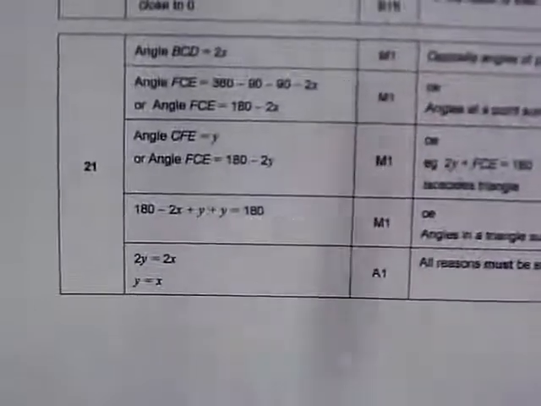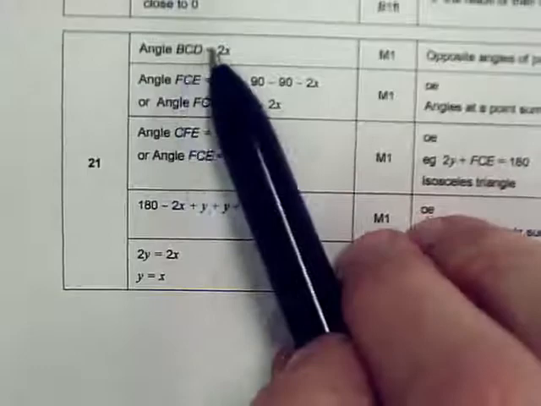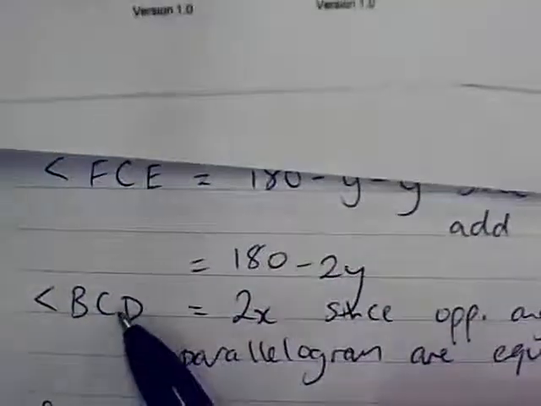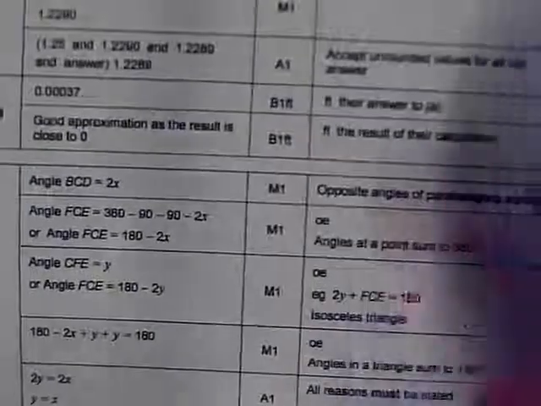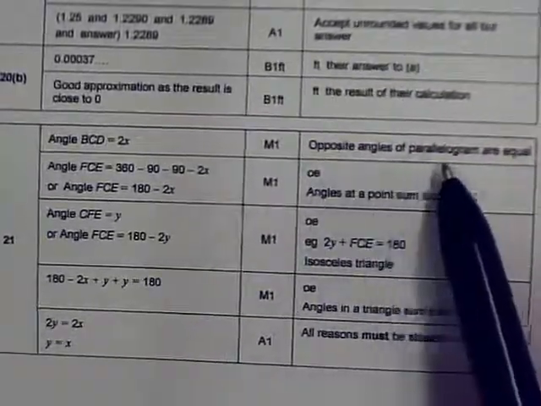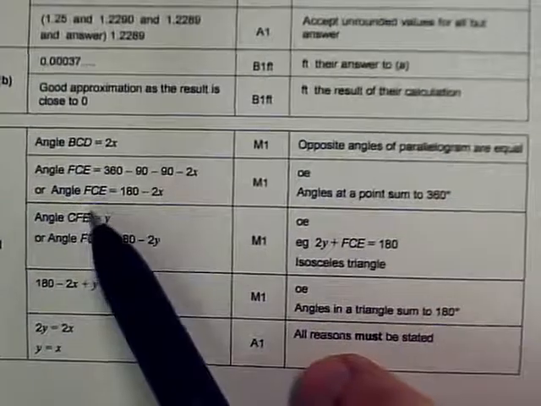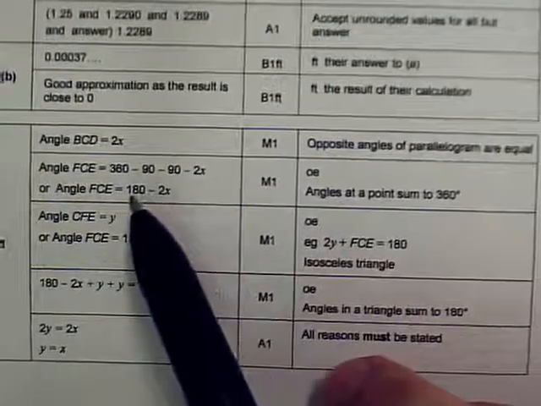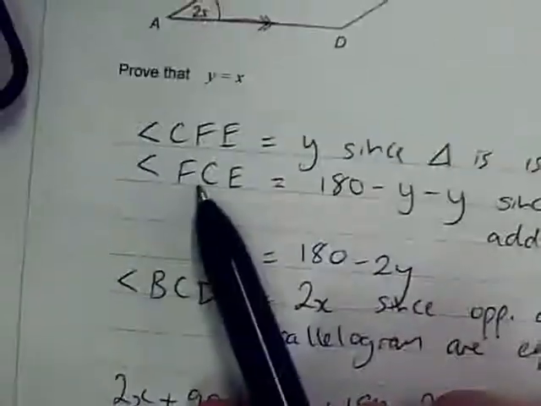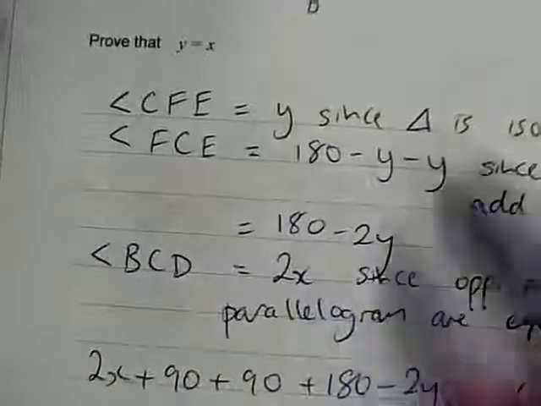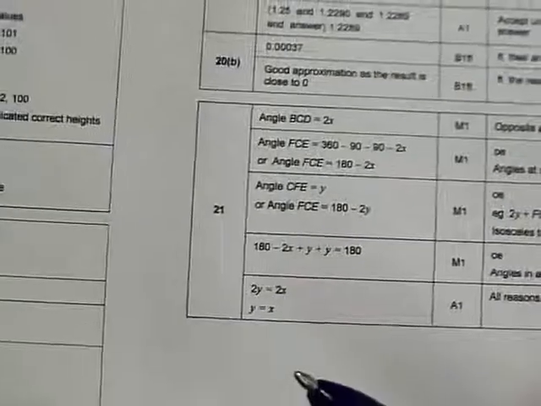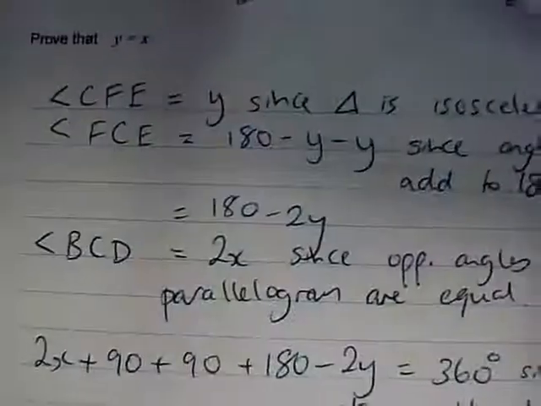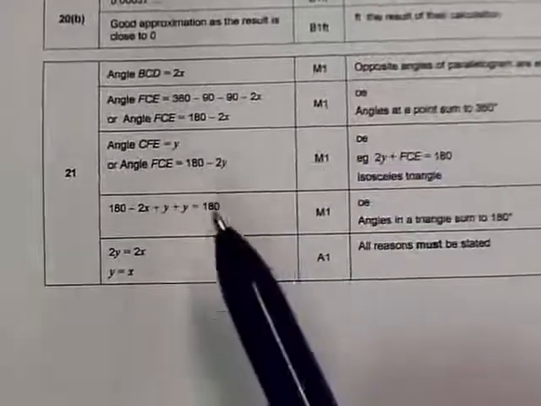If I compare that with the mark scheme to see what they wanted to see, again you can see here they've labelled these angles. So BCD is 2x. That's what I've said here. BCD is 2x. And look, on the right hand side it says that you need to give a reason: opposite angles in a parallelogram are equal. The next one, they've got angle FCE, and they've simplified that as 180 minus 2x. So FCE here, 180 minus 2x. They've written it another way round, but it's equivalent. So again, they've given their reasons there.